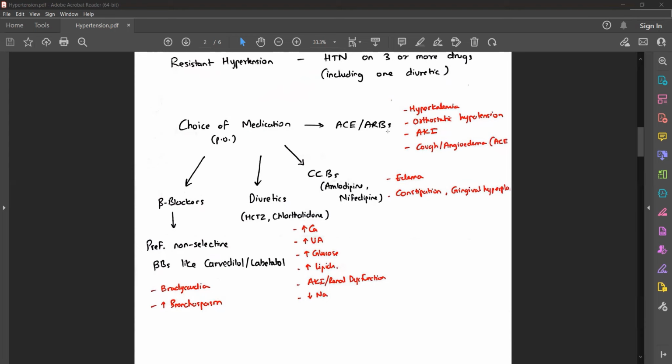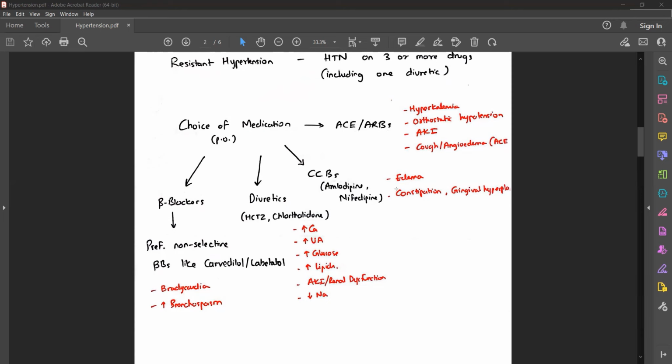So for ACE and ARB, something that you will commonly see is hyperkalemia, orthostatic hypotension, especially in the elderly. Patient can have AKI if they are severely dehydrated and also on ACE and ARBs. Then cough and angioedema with ACE inhibitors. And if the patient is having those, you can consider switching them to an ARB instead of ACE inhibitor.